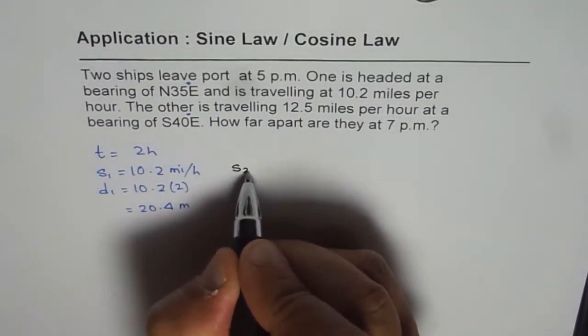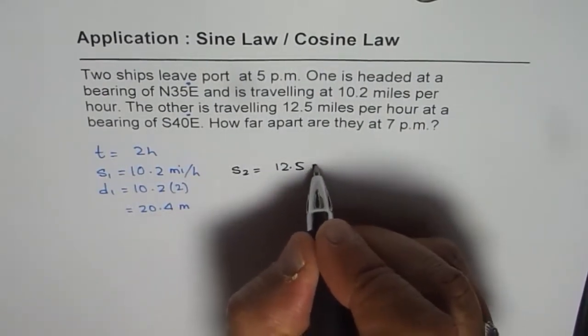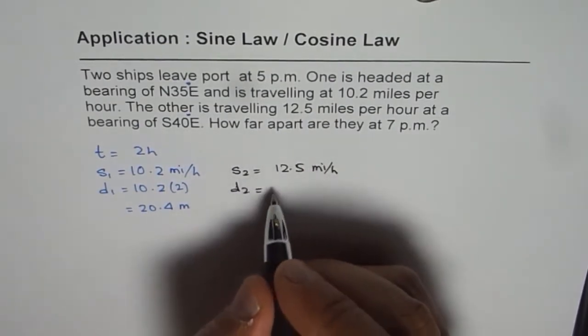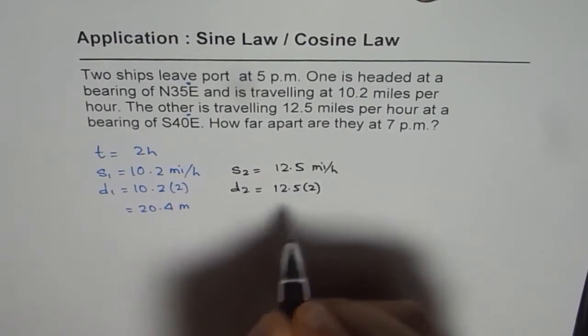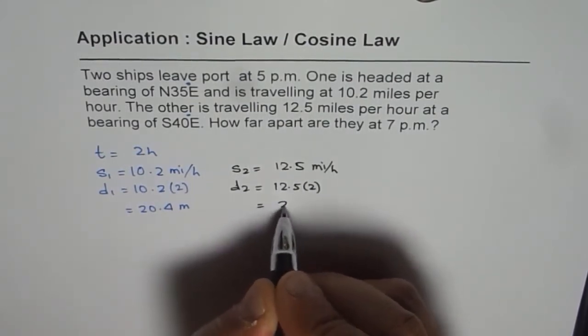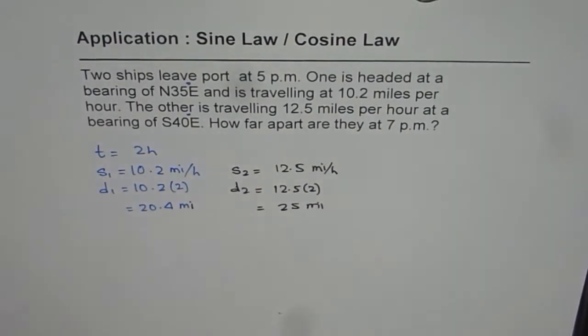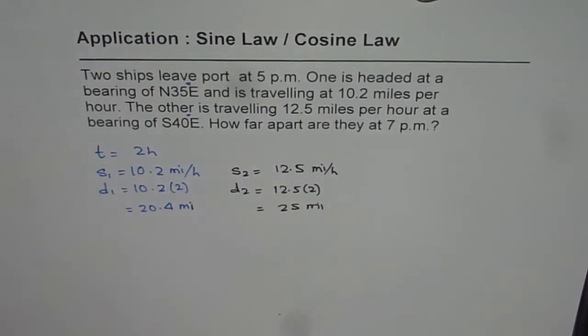As far as the other ship is concerned, the speed is 12.5, right? So S2 is equal to 12.5 miles per hour. The distance traveled by the other ship will be 2 times 12.5, which is 25 miles. Now, we need to find the distance between them. So let us sketch the diagram to represent the position of these ships.